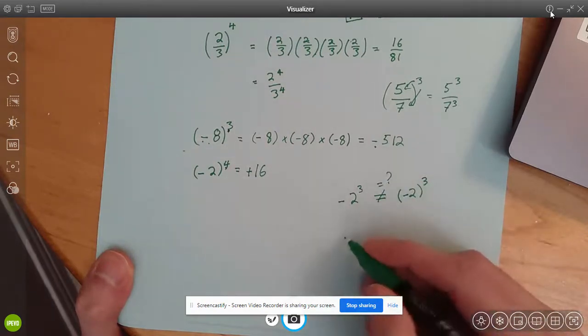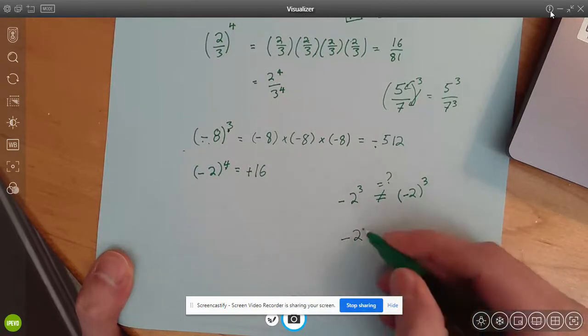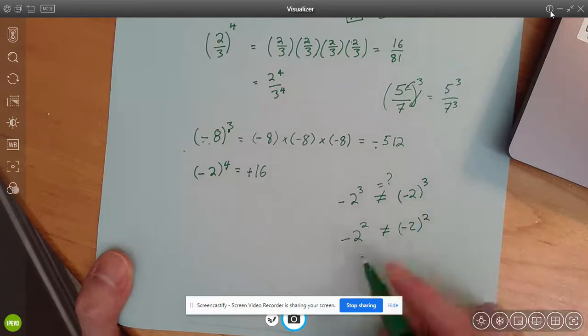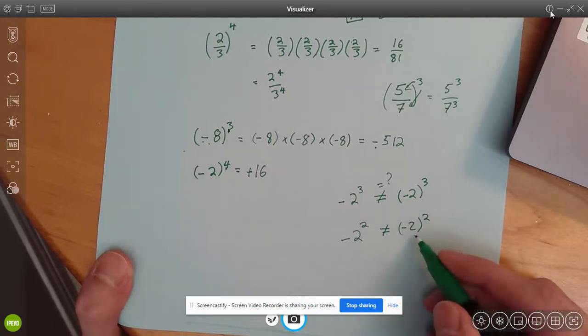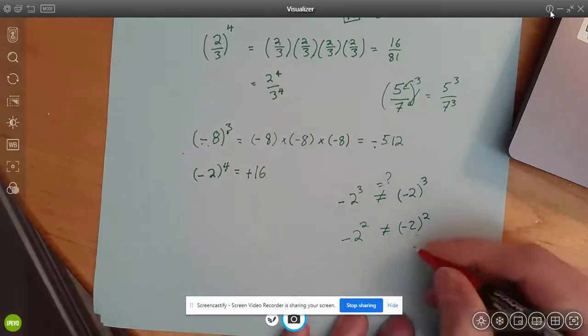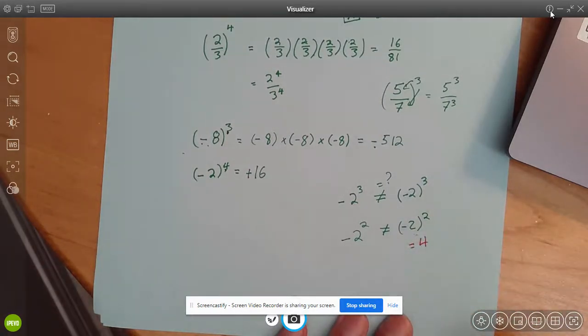Let's look at another example. I'll explain this a little bit slower. Negative 2 squared is not equal to negative 2 in brackets squared. So let's look at these on our right side there. I've got to do negative 2 times negative 2, which is positive 4.